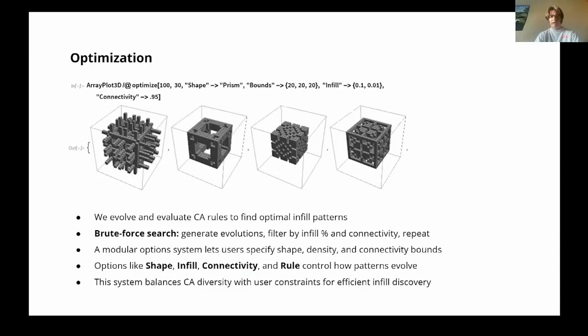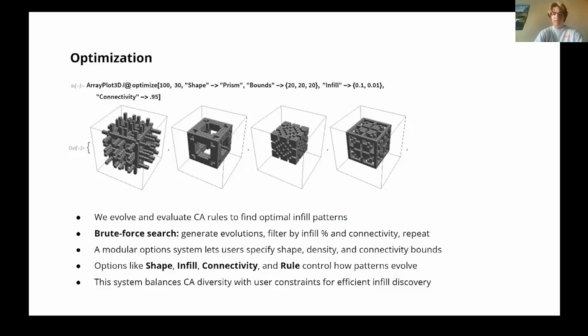So now that we have the ability to evolve any arbitrary cellular automata rule and have it be contained within any arbitrary mesh, we have everything we need in order to select for the specific infill pattern we want for our use case. The way we do this is with a brute force algorithm. If we take the overall rule space we want to search, we're going to have a minimum rule and a maximum rule. It doesn't really matter what we search.